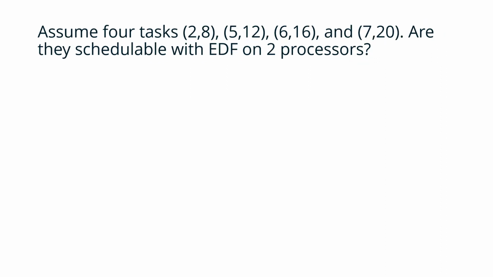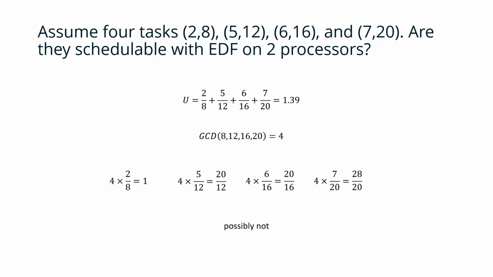Assume 4 tasks. Are they schedulable with EDF on 2 processors? Okay, this one is weird. You have to calculate the greatest common divisor of the periods, which in this case is 4, and then you multiply that 4 times the utilization of each individual task, and you're looking for that to be integers. And in this case, unfortunately, they're not integers. You end up getting fractional numbers, so possibly not.